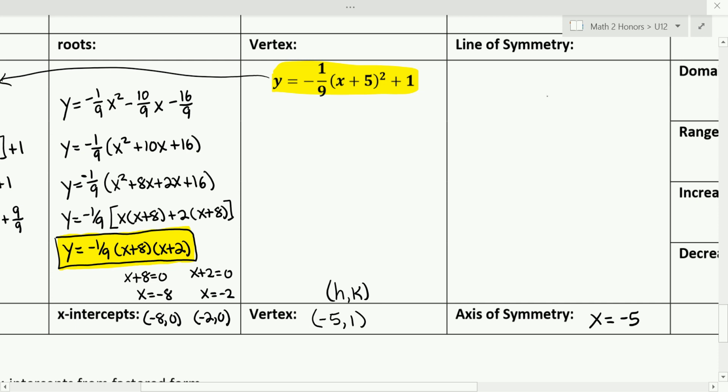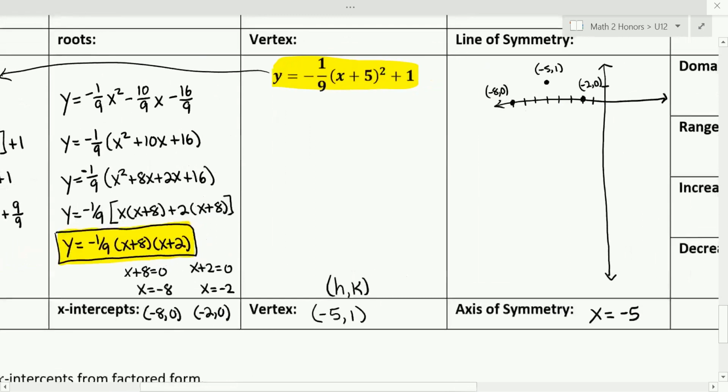The highest point is at a height of 1, so I'm going to move it over to the right and make my x and y axis look something like that. So my vertex is at (-5, 1). I have an x-intercept at (-2, 0) and at (-8, 0). I have a y-intercept at (0, -16/9).